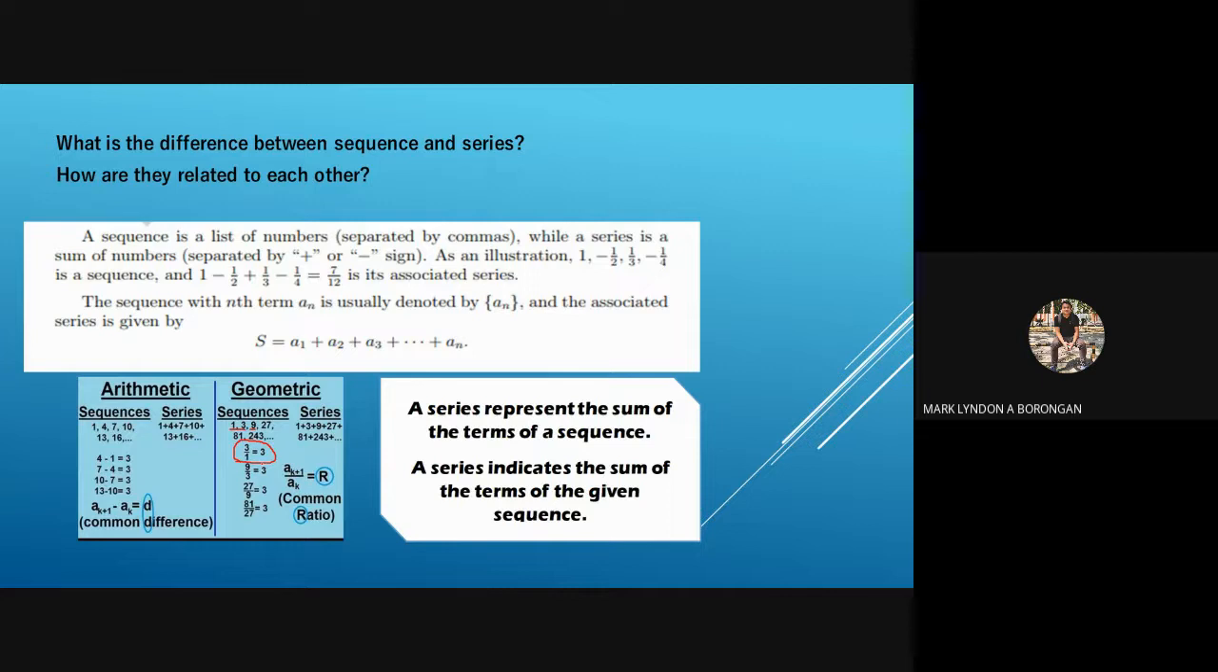Okay? So a series represents the sum of the terms of a sequence. This is basically the sum of the sequence: 1 plus 3 plus 9 plus 27. We just add all of them, same as the arithmetic one. A series indicates the sum of the terms given in the sequence. Same thought again. Okay?